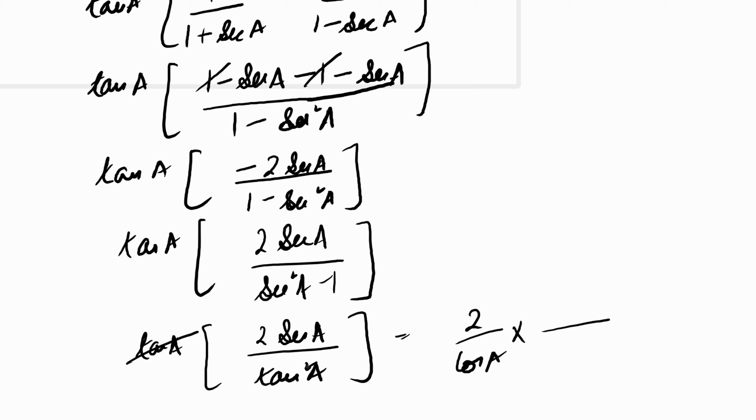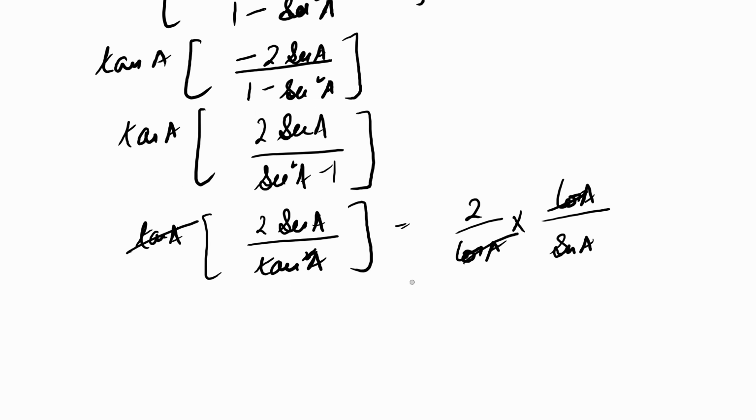This will cancel over here and the tan will become sin A upon cos A. Sin and cos will cancel out and this will become 2 upon sin A, which is equal to 2 cosec A. This will be the right hand side. Okay.